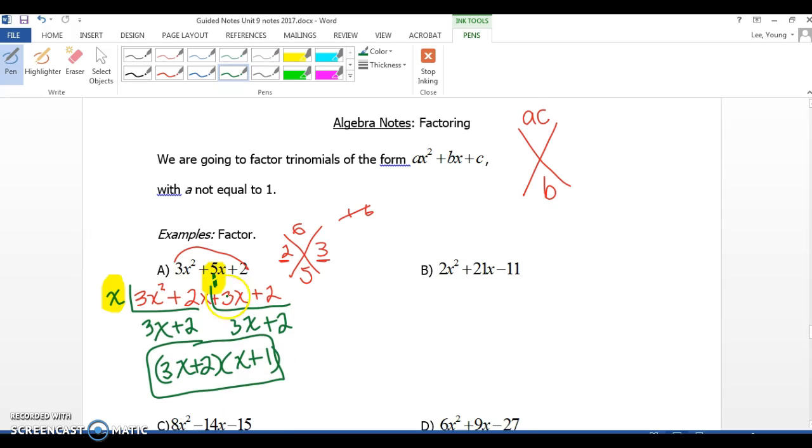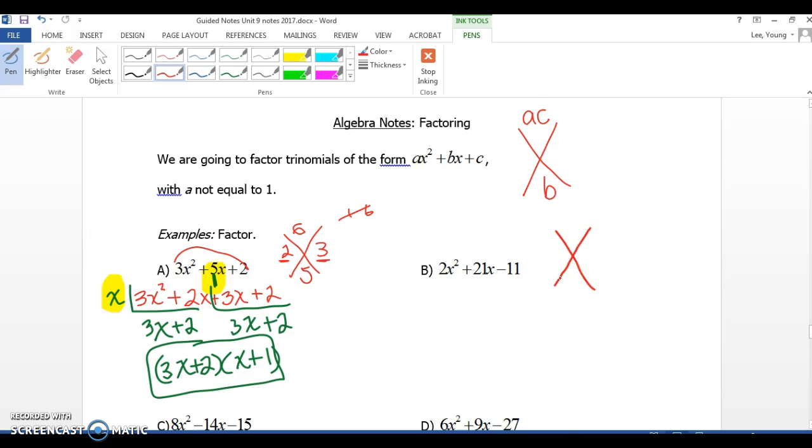All right. So let's start from the beginning. Let's take a look at it. Do we have any greatest common factor? 2, 21, 11. No. Number 2, it says, can we use grouping? When we have 3 terms, we cannot use grouping. So now what I'm going to do, I'm going to use the X method.